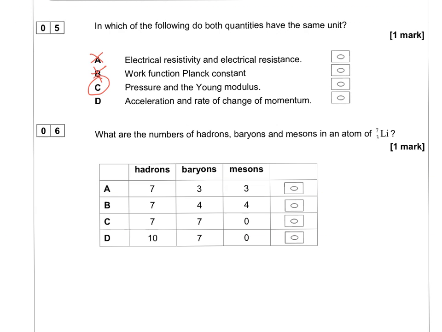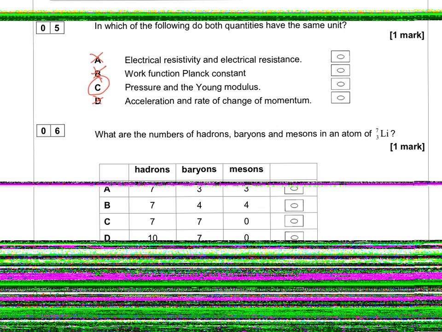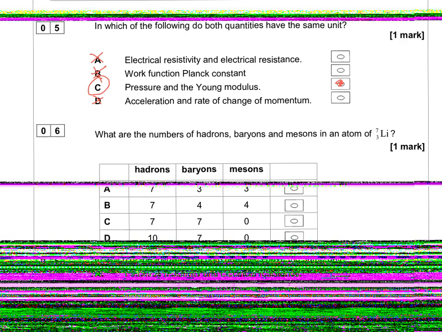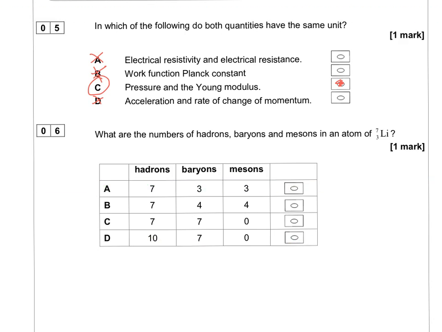Rate of change in momentum is a force, so newtons, whereas acceleration is obviously meters per second squared, so that one's not correct. Alrighty, but obviously in the real thing, don't do as I'm doing here. You're supposed to shade in the box, but never mind.